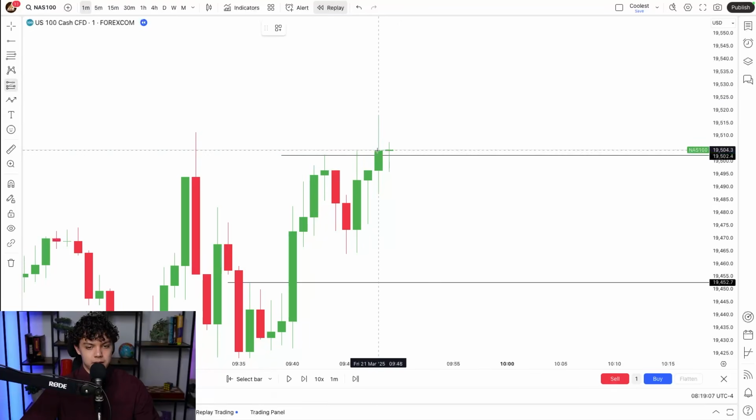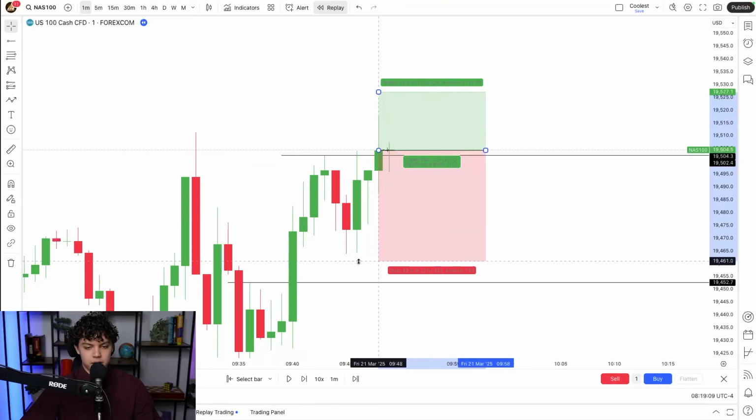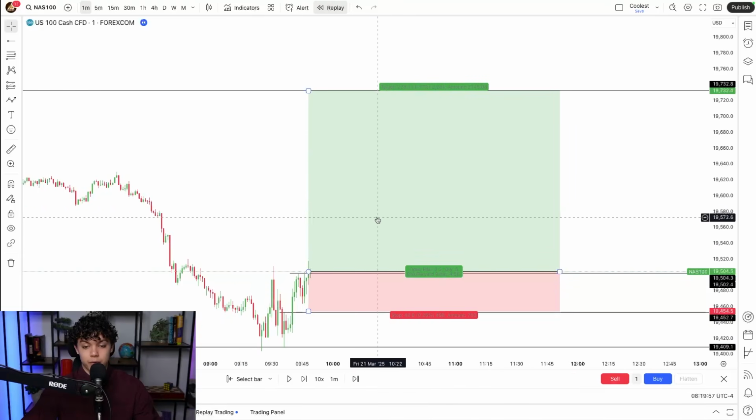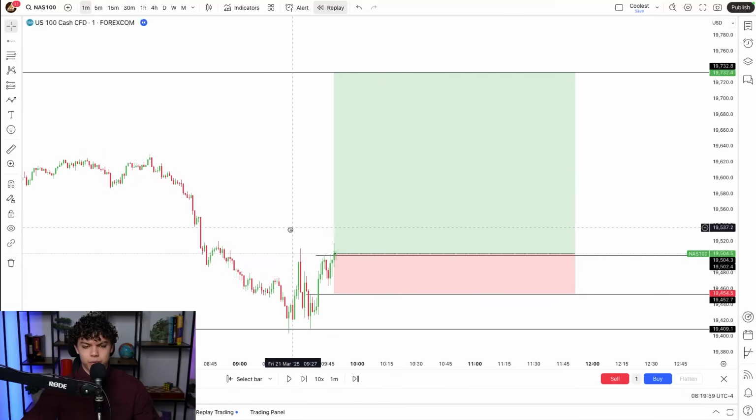Now what would I do? I would buy right here, and I will put the stop loss where? Below this higher low. And now I would take this from here. This is like 1.4. I could potentially target higher, but I'm good for this one right now.